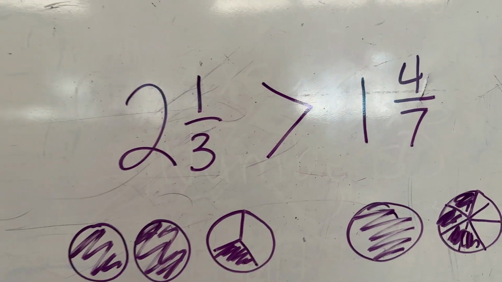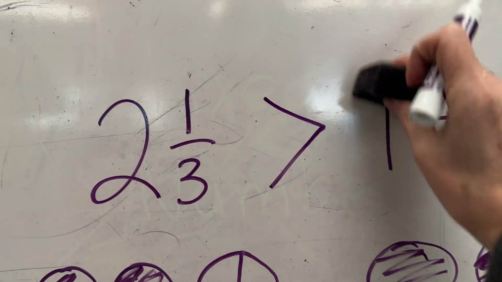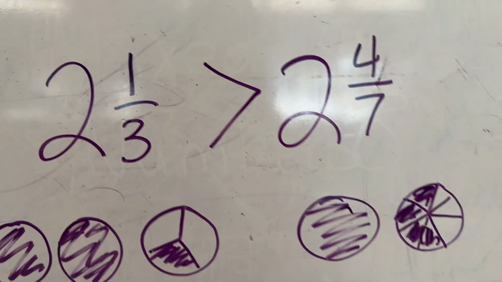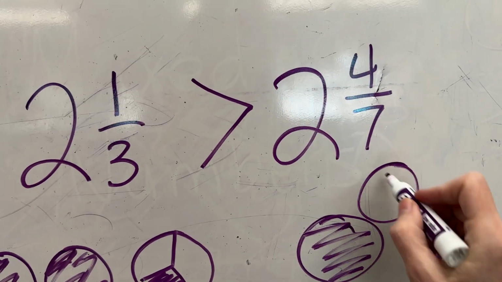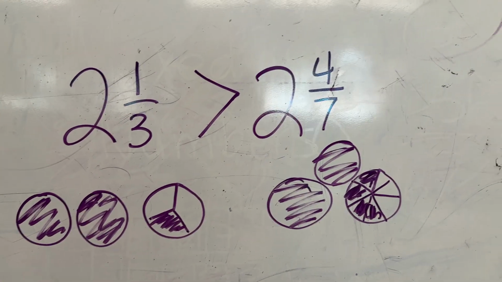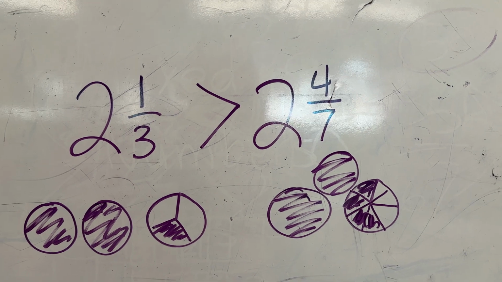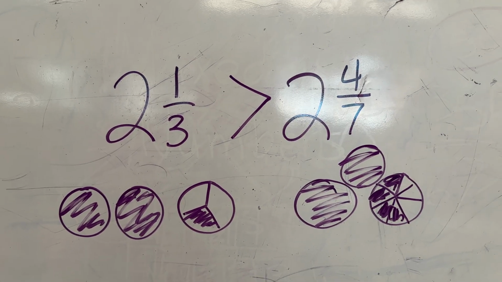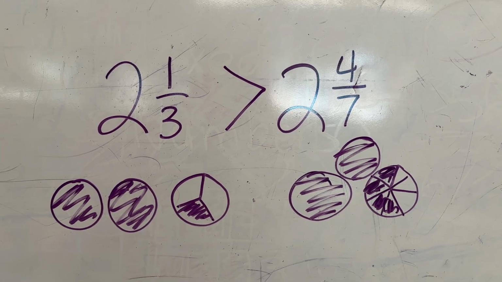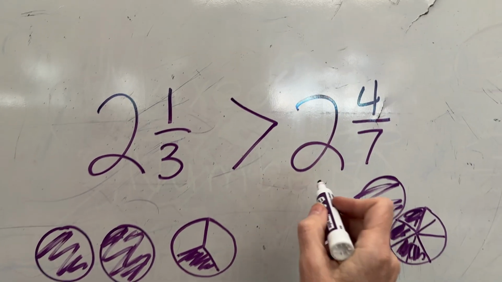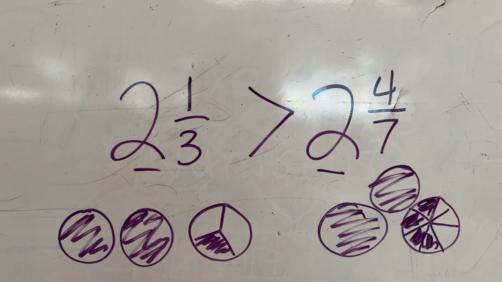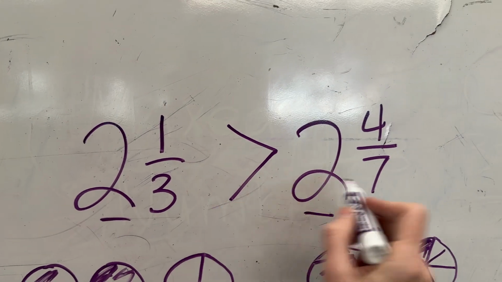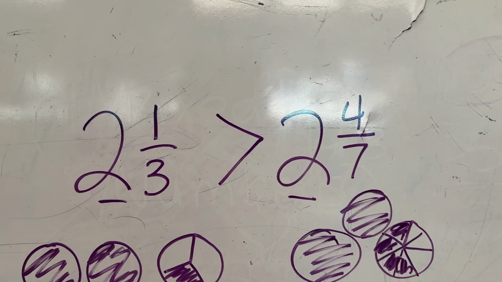Fairly simple. But what if it were 2 1/3 and 2 4/7? What if we had another whole and we needed to compare those two? That's a little bit trickier. But we can use our cross multiplication skills to do this math too. We don't need to worry about comparing those two wholes because they're the same size. So we can simply use cross multiplication to compare the fraction parts.